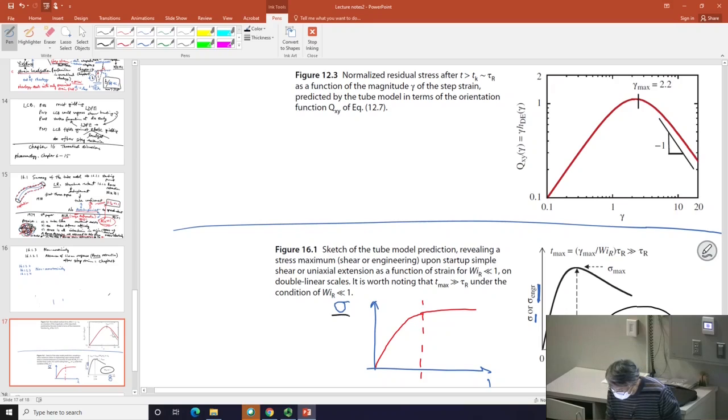In that limit, your extensional stress will reach a maximum when the chain can no longer be further oriented in the stretching direction. So if this is the case, if you divide this by lambda, naturally there will be a peak. And that peak occurs at about 2 times the reptation time. And keep in mind, this maximum is reached at a time much larger than tau R, just by definition.